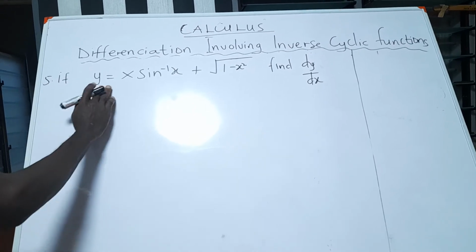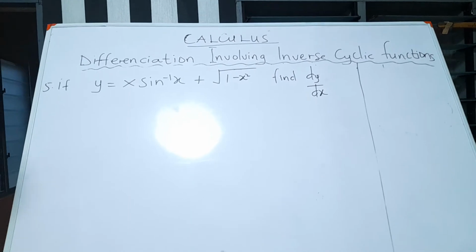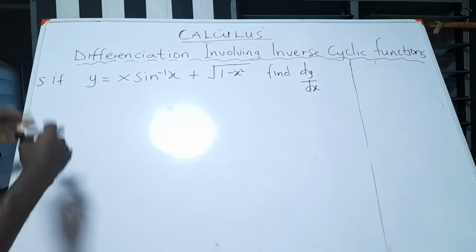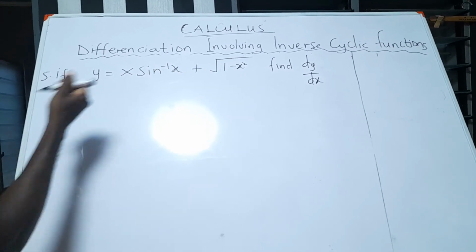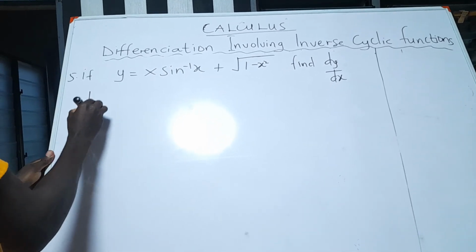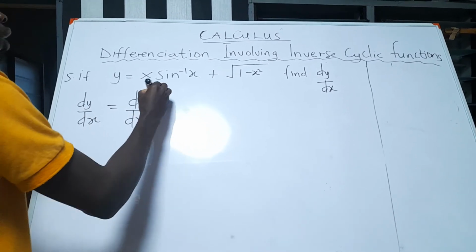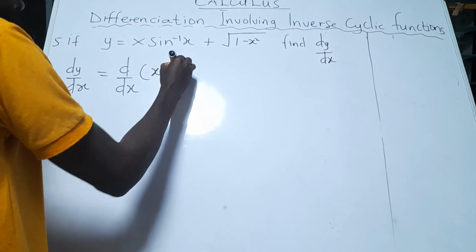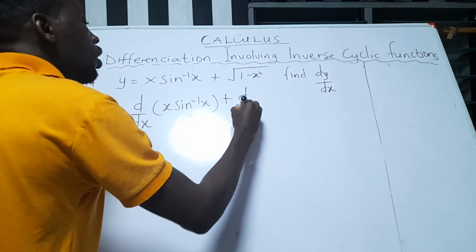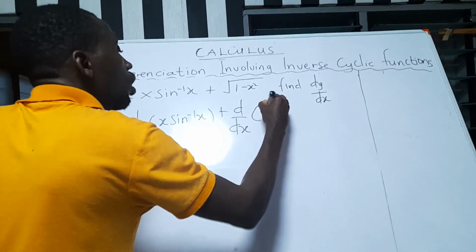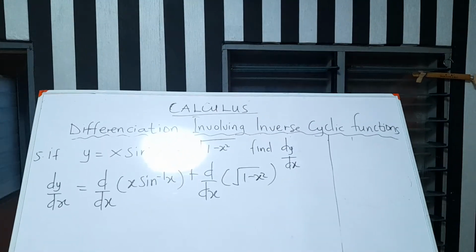Now I say if y is equal to x sine inverse of x plus root of 1 minus x squared, find dy by dx. So this one, we differentiate them term by term. So we say that our dy over dx will be equal to the differential of this, then plus the differential of this. So we differentiate them individually.